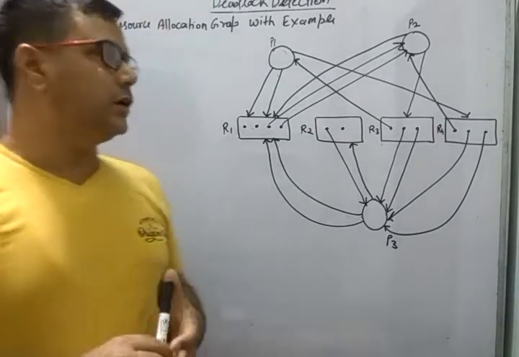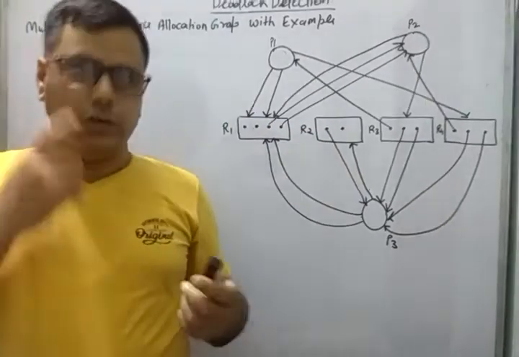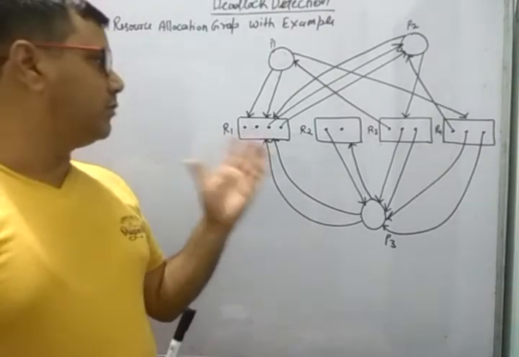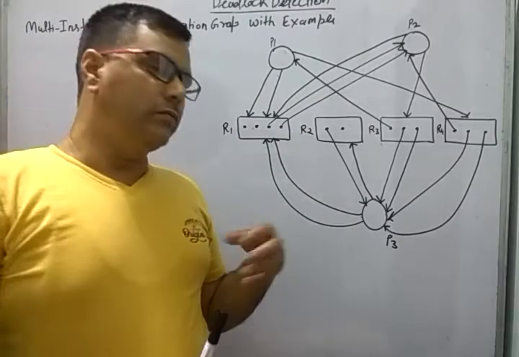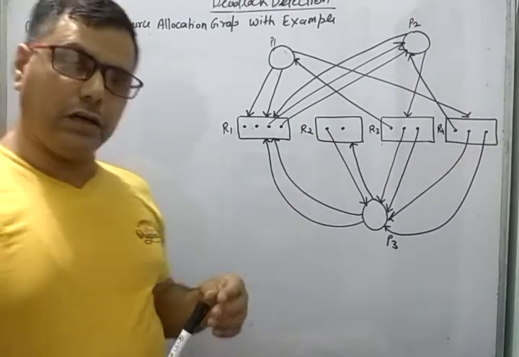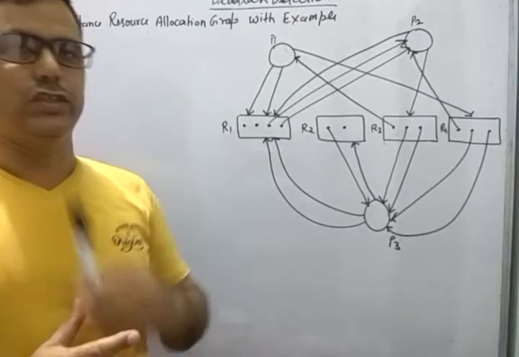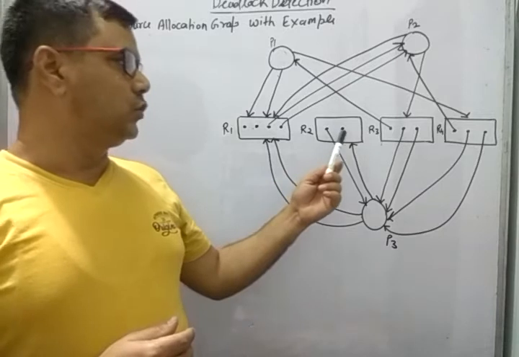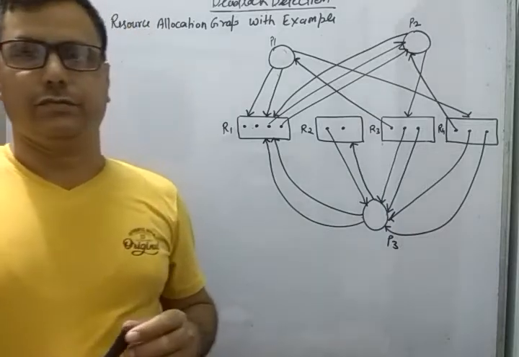First of all, we will make the table of allocation and request, and after that we will find out how many available instances of a resource are there, and then we will test whether the given resource allocation graph is in a deadlock state or not. Now look here, there are 4 resources. Resource R1 has 4 instances, resource R2 has 2 instances, resource R3 has 3 instances, and resource R4 has 3 instances.